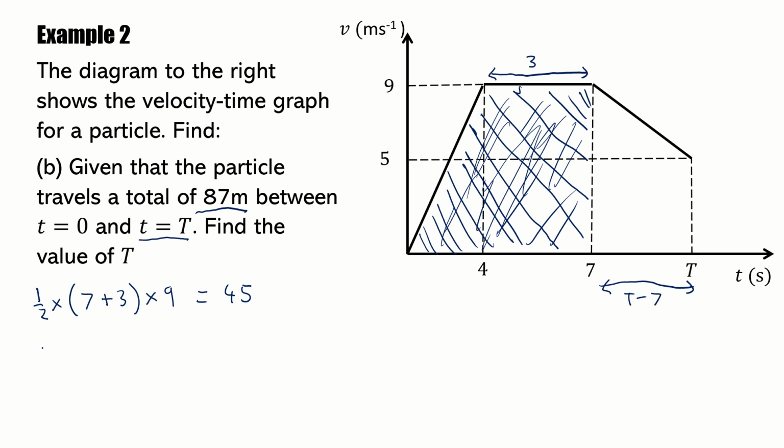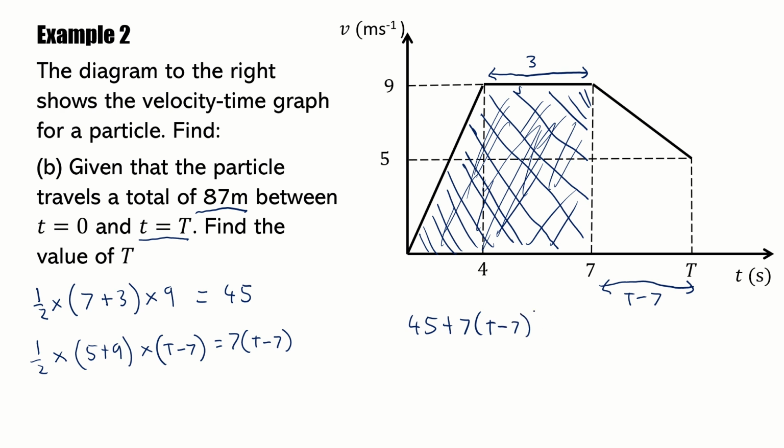So therefore the area is half times the sum of the parallel sides, which is now actually the lengths going up, confusingly. So that would be the shorter length of 5 and the longer length of 9. And then times that by the height, and we said our height is t minus 7. So 5 plus 9 is 14, times by half is 7. So we've got 7 lots of t minus 7. So that means our total distance is 45 plus 7 lots of t minus 7.